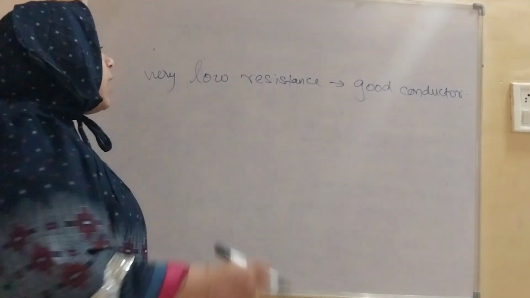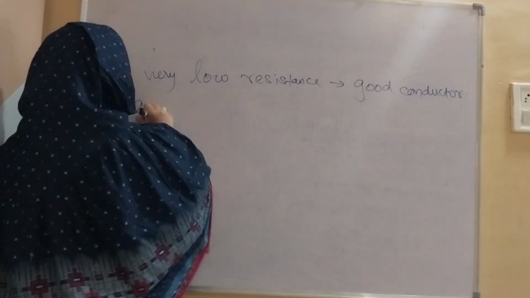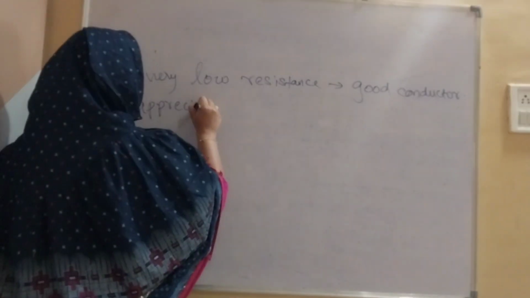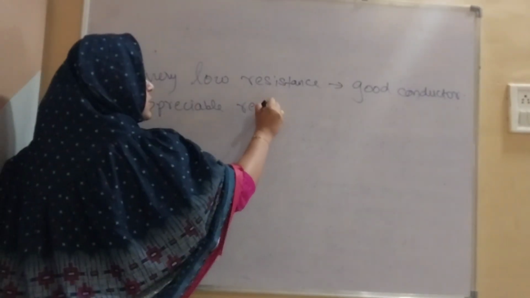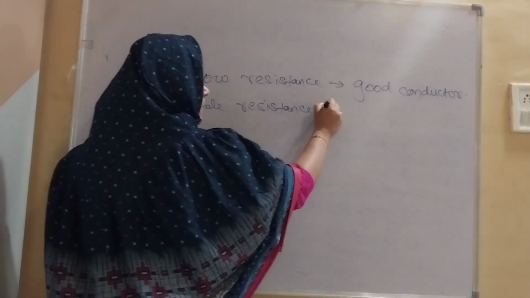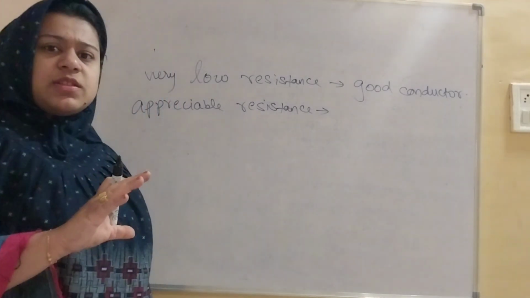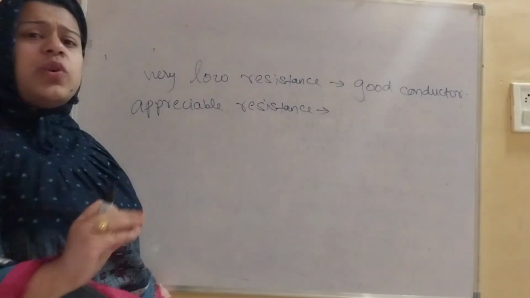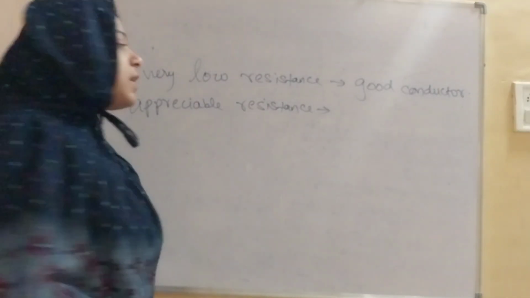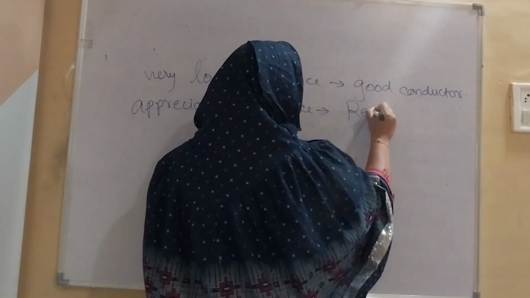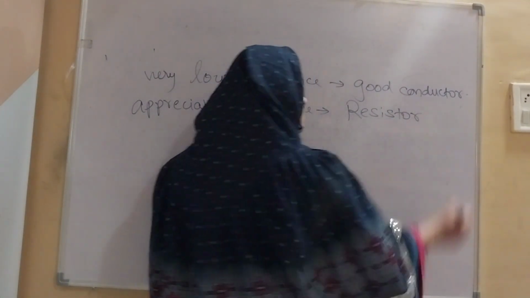Okay, a substance which offers an appreciable resistance, meaning a substance which offers resistance, okay, resistance we call. Appreciable resistance means a substance that offers a good amount of resistance, that is known as a resistor.